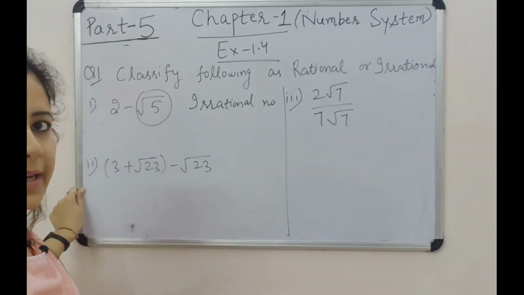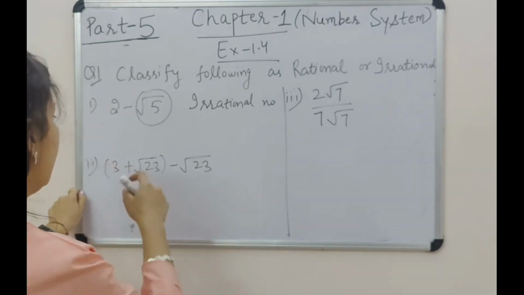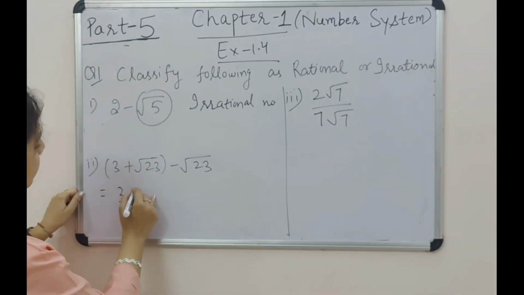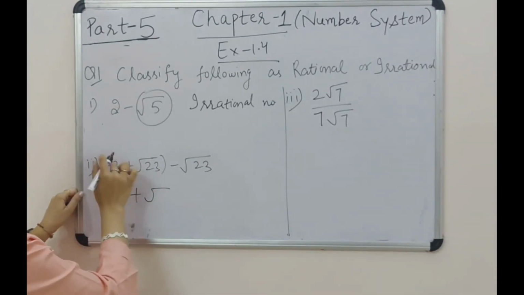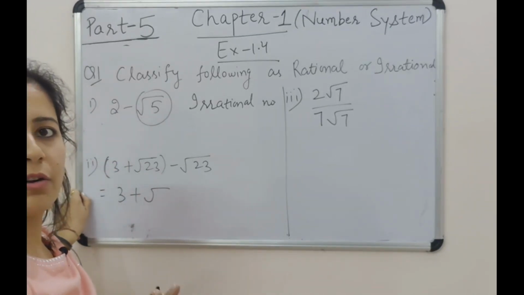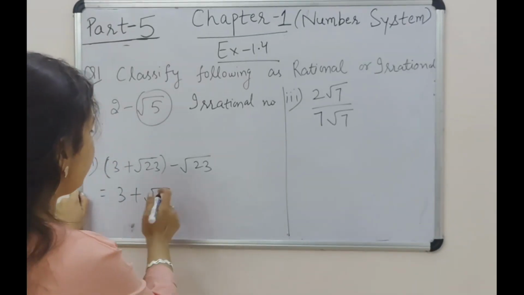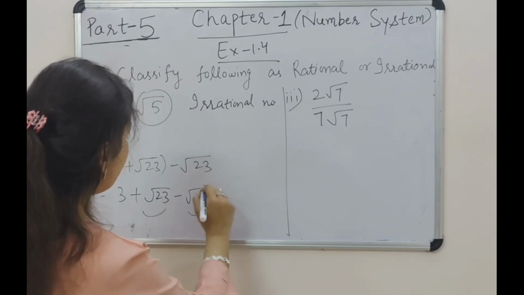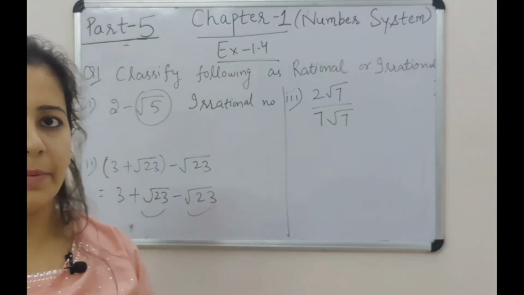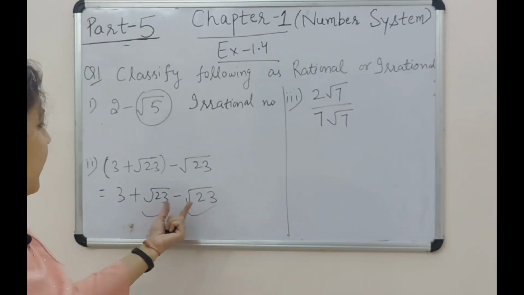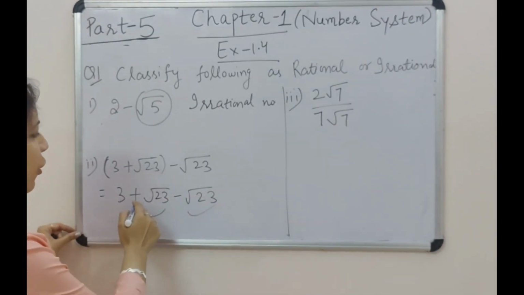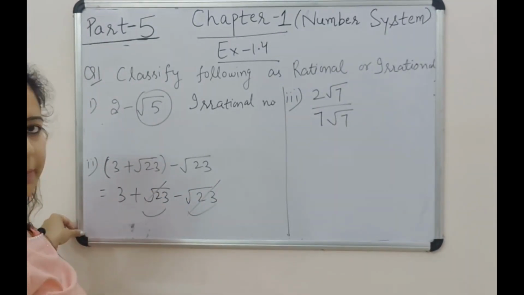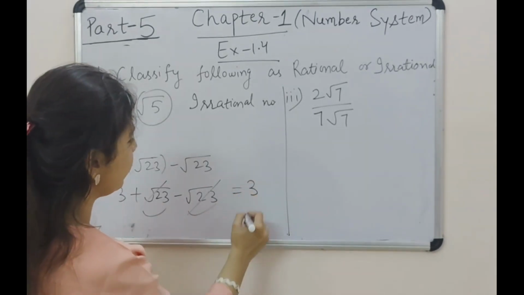BODMAS always says that treat the bracket first. I'm opening out this bracket. Since there is no negative sign outside, we need not change the signs. Values will remain as they are. Just observe your second and third term here. Both the values are the same and with opposite signs, so we can cut them up and you are left with 3.